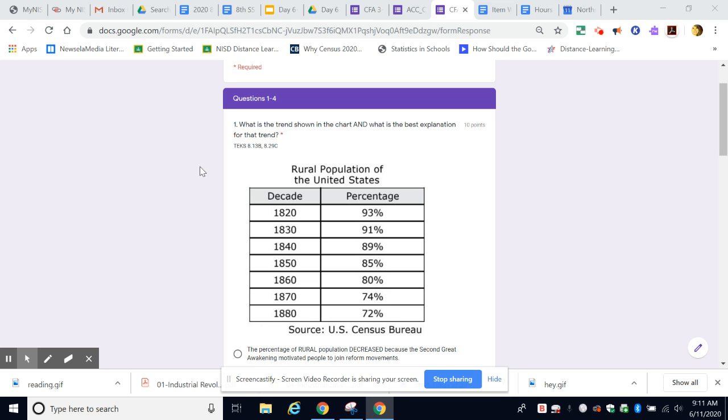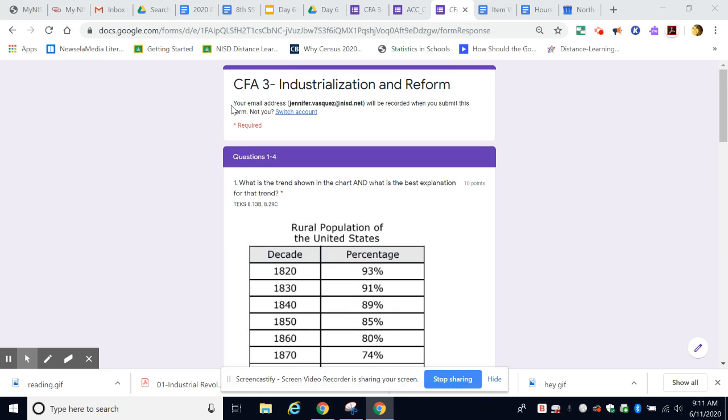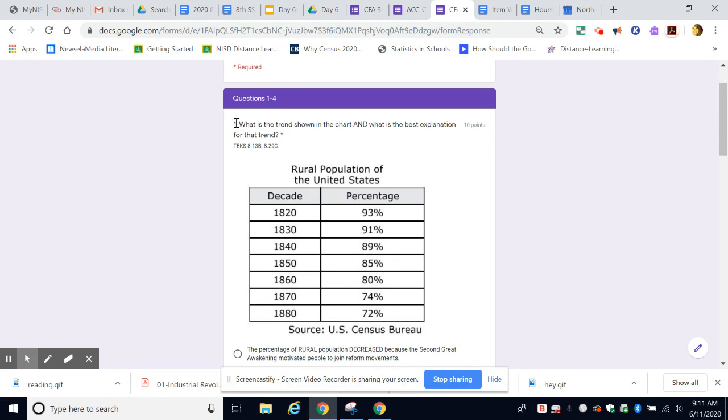Hey students, in this video I'm going to read to you questions 1 through 4 on your quiz over industrialization and reform. So please follow along with me. Here is number 1. What is the trend shown in the chart and what's the best explanation for that trend?